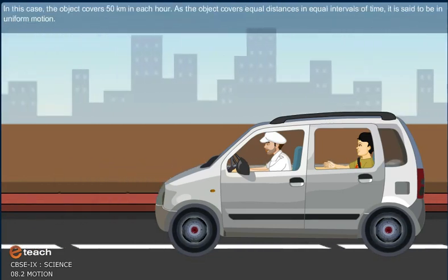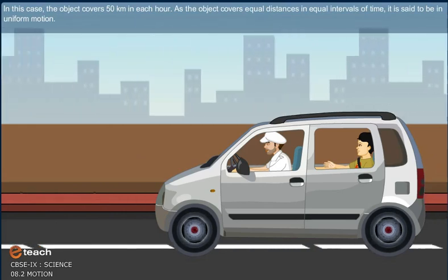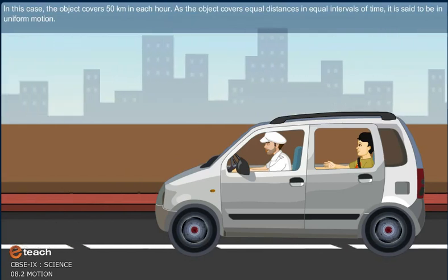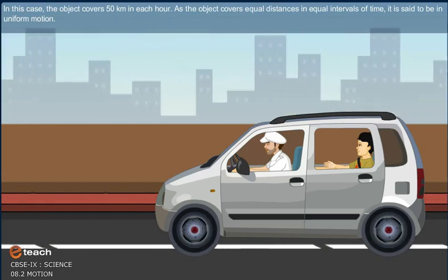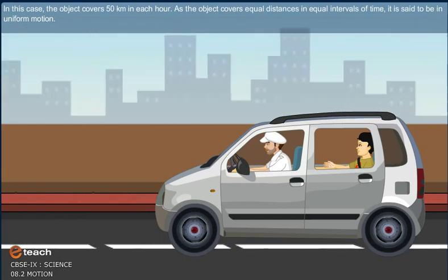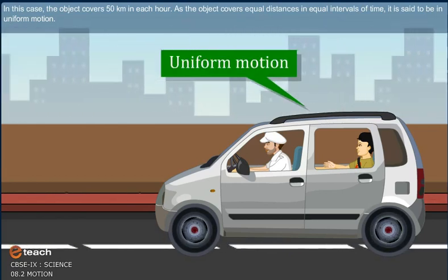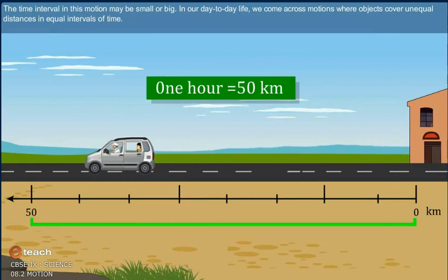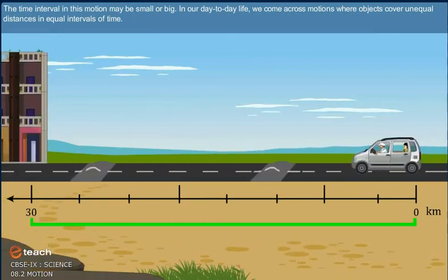In this case, the object covers 50 kilometers in each hour. As the object covers equal distances in equal intervals of time, it is said to be in uniform motion. The time interval in this motion may be small or big.